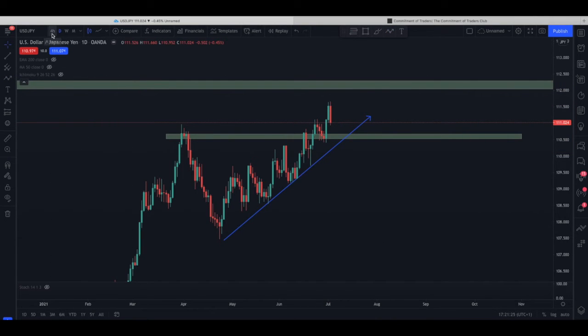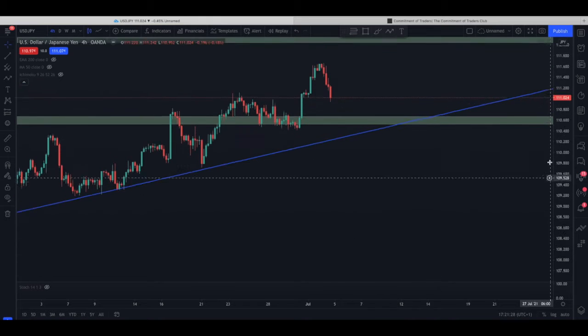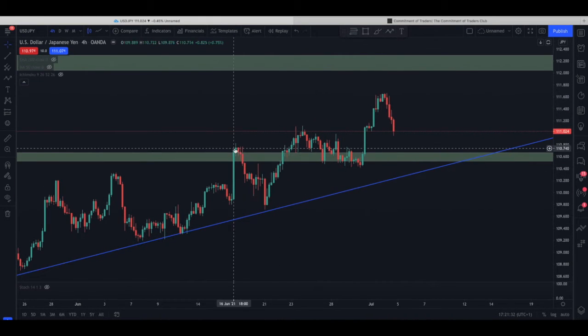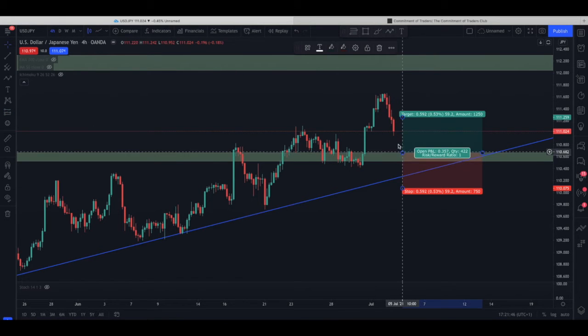Going down onto the 4 hour, what we can see here is again in much clearer detail. Here is our previous higher high, and here is the first retest of that area, which turned into support, push back up. So we'll look for the market to pull back to this area and take our trade, which will look something like this.